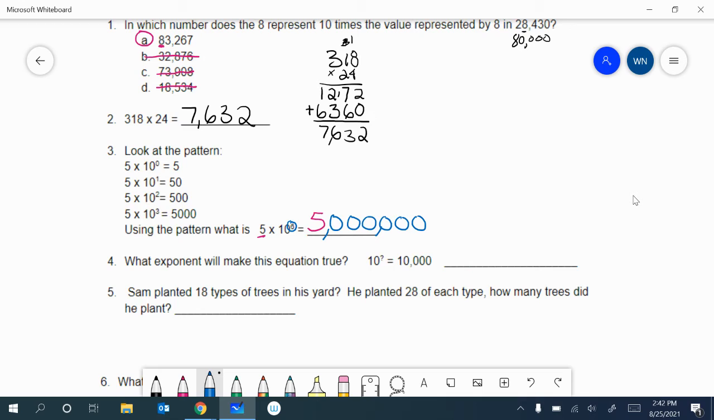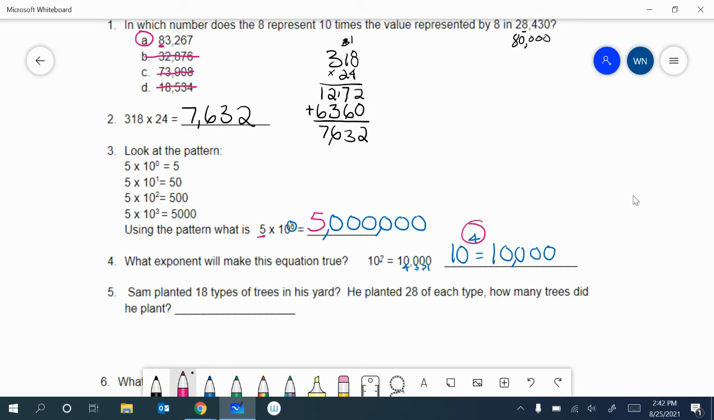Number 4, which exponent will make this equation true? 10 to the what power would give me 10,000? Let's count our zeros. 1, 2, 3, 4 zeros. So I know that 10 to the 4th power would equal 1 plus 1, 2, 3, 4 zeros. So my answer is 4. 10 to the 4th power.